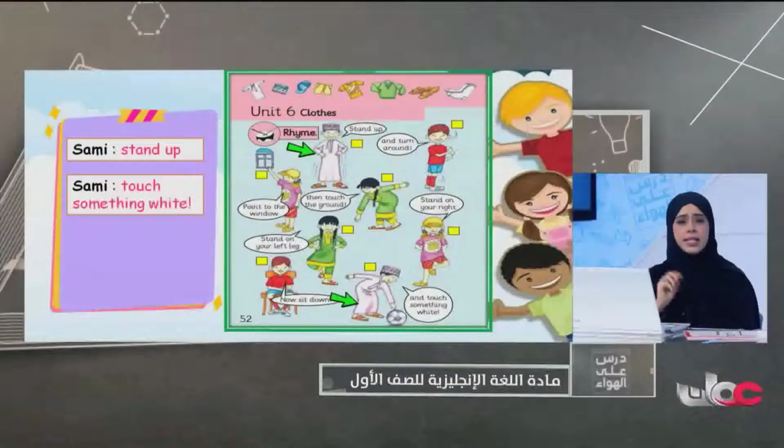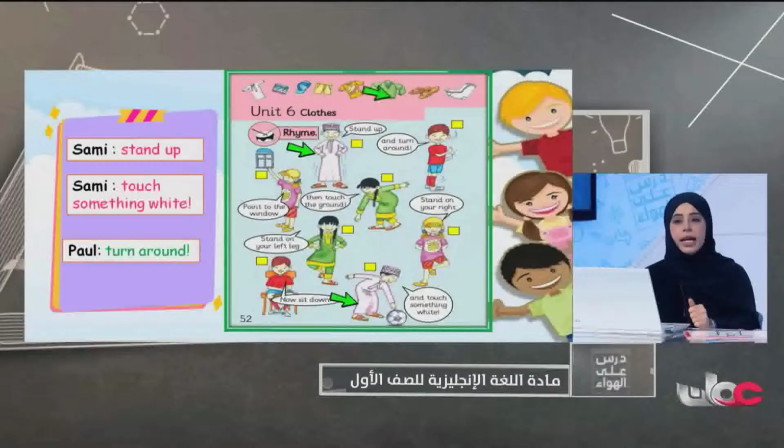So what are the two things that Sami is doing? The first thing, he is standing up. And the second thing he is doing is touching something white. Stand up and touch something white. I want you also to look around you, find something white and touch it. Can you do that? You can touch your dishdasha. Very good. Excellent, students. Touch your abaya. All of the boys are going to touch their dishdasha. The color of your dishdasha is white. Touch something white. Very good. So stand up and touch something white.